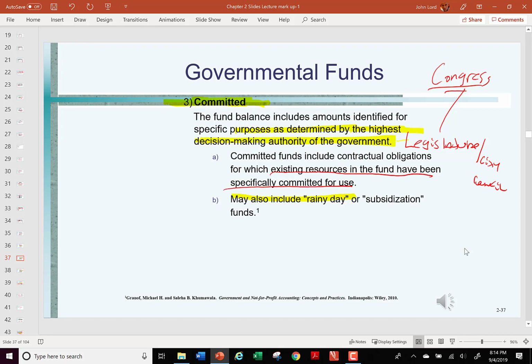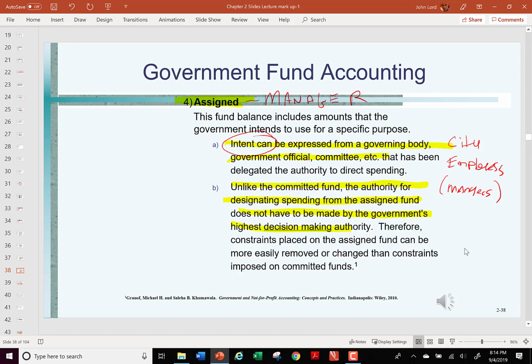Okay? Then we have committed. That was committed. Now we have assigned. Okay? Assigned means that the city managers, the managers of the school district or whatever, have decided how that money is going to be used.